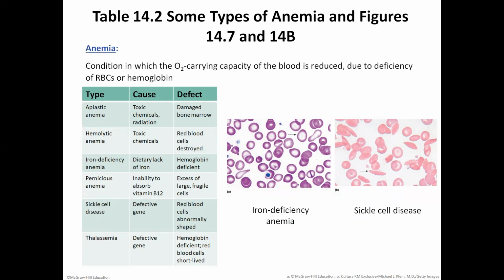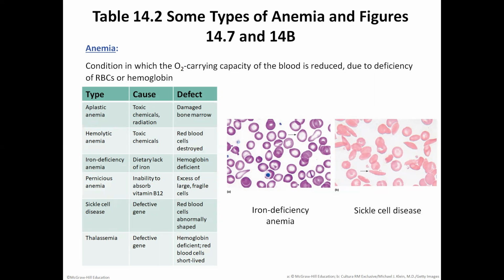So you may hear about aplastic anemia, which is very common for those that are undergoing radiation or have had exposure to toxic chemicals, and it actually damages their bone marrow. You can hear about iron deficiency anemia. That's very common, and usually this is a lack of iron, so you have issues with hemoglobin. Pernicious anemia is an inability to absorb vitamin B12, and because of that, you have these very large, huge cells that are not going to be useful, and they get discarded very quickly.